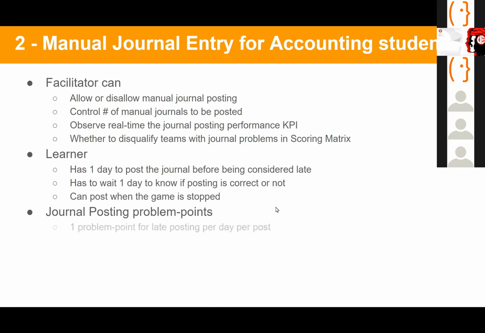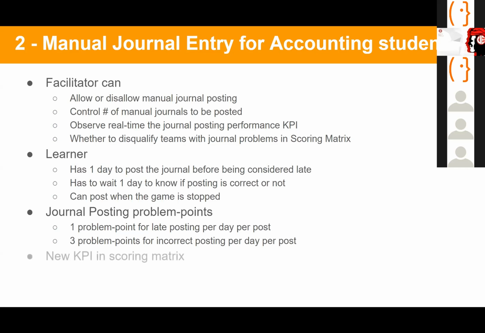General posting problem points: 1 problem point for late posting per day per post. So let's say you have 1 posting, let's say salary, you want to post, you forgot to post, then it's 1 problem point per day. And 3 problem points if you post it incorrectly. So what should be in debit, you put it in credit, then you accumulate 3 problem points. And the new KPI is that low is good. So you try not to have any problem points. Okay. So that is journal entry.